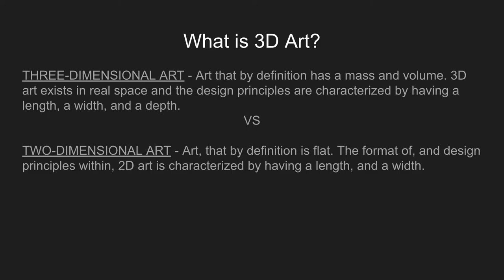Again, what is 3D art? Three-dimensional art, by definition, has mass and volume. 3D art exists in real space, and the design principles are characterized by having a length, a width, and a depth. And that's versus 2D art, which is defined as flat. The format of and design principles within 2D art is characterized by having a length and a width.